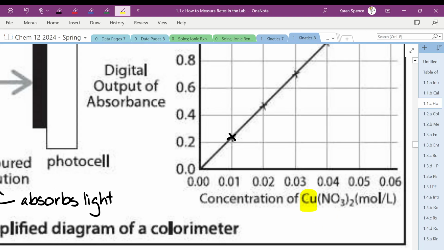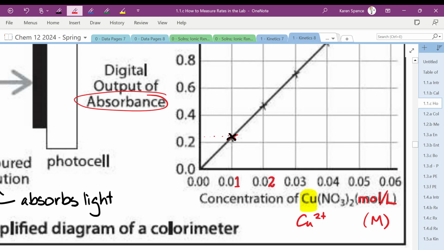Okay? So let's say for this particular colored substance, we're using copper 2 ions, look at that, copper 2. If we have a concentration of copper 2 plus of 0.01 moles per liter, what's the other way of writing moles per liter? Molar, okay. If we have 0.01 molar, our absorbance is maybe 0.24 or something like that, okay? We look across here and we say, there's my absorbance.